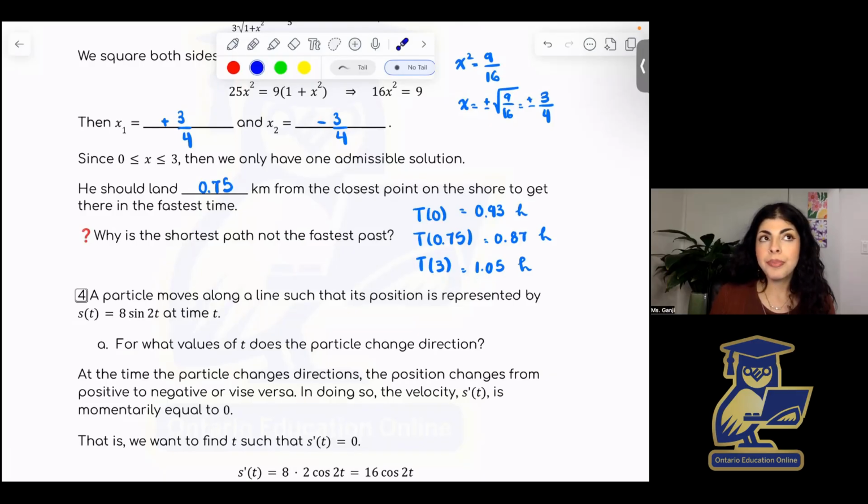So in real life context we do consider different factors, but for this problem we were just asked which path gives him the shortest time, and so we see that it is at x is equal to 0.75, which is 0.87 hours.